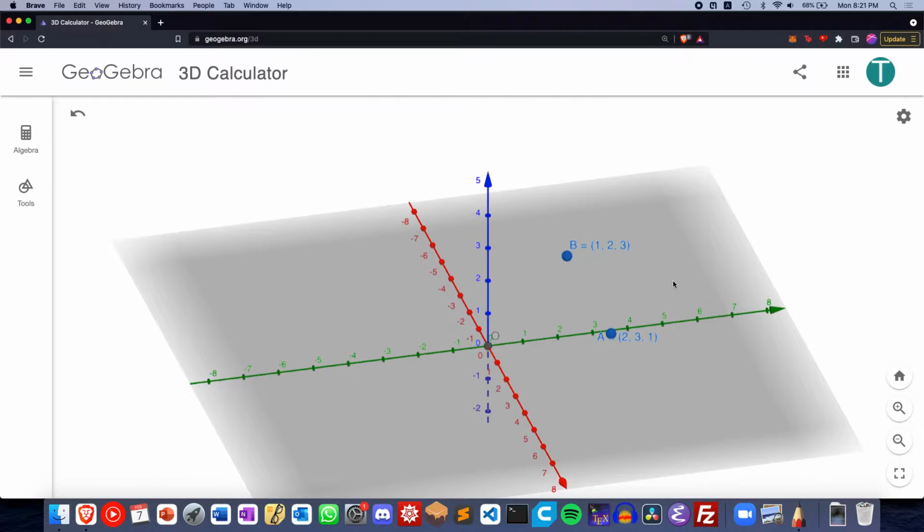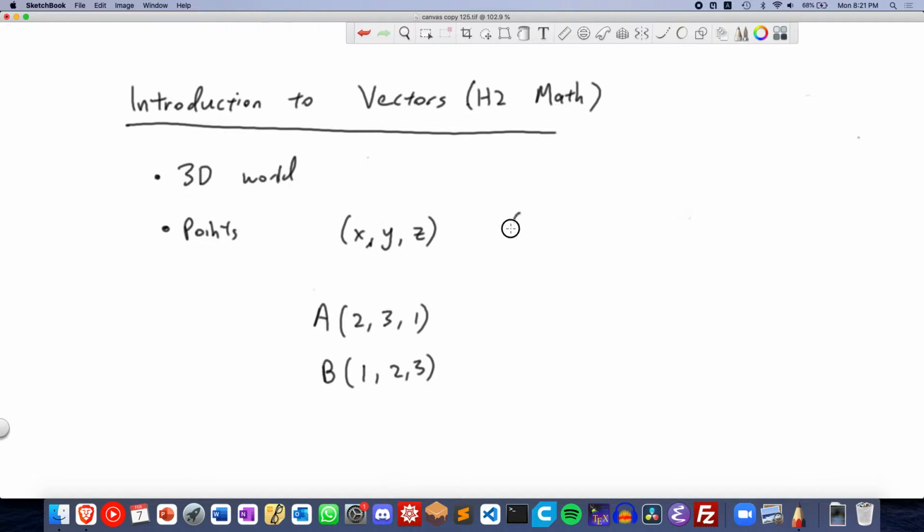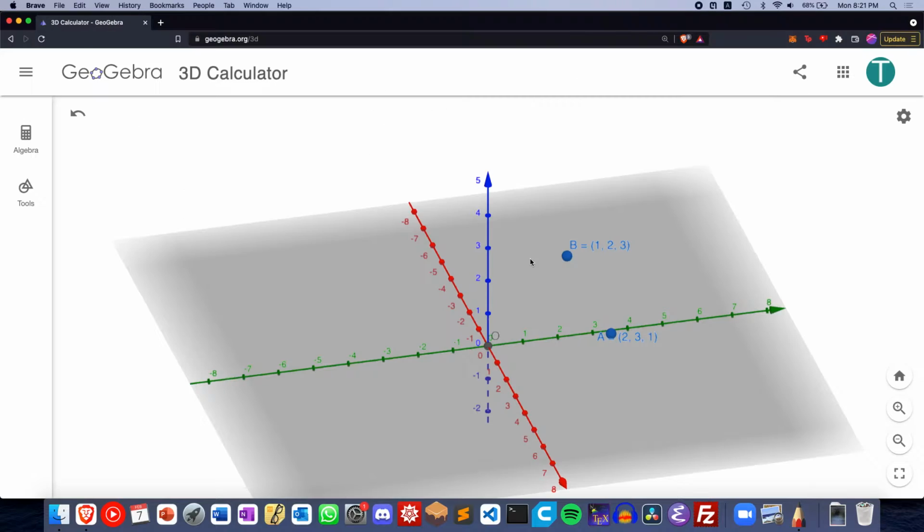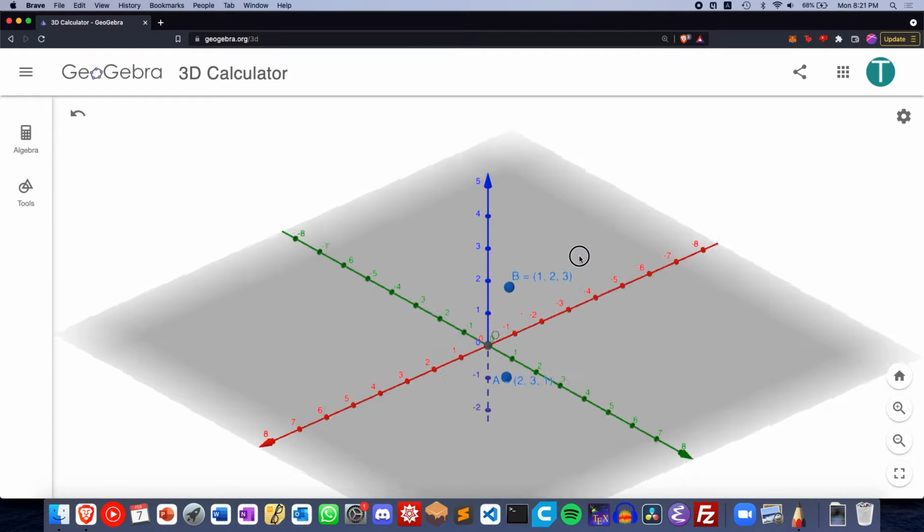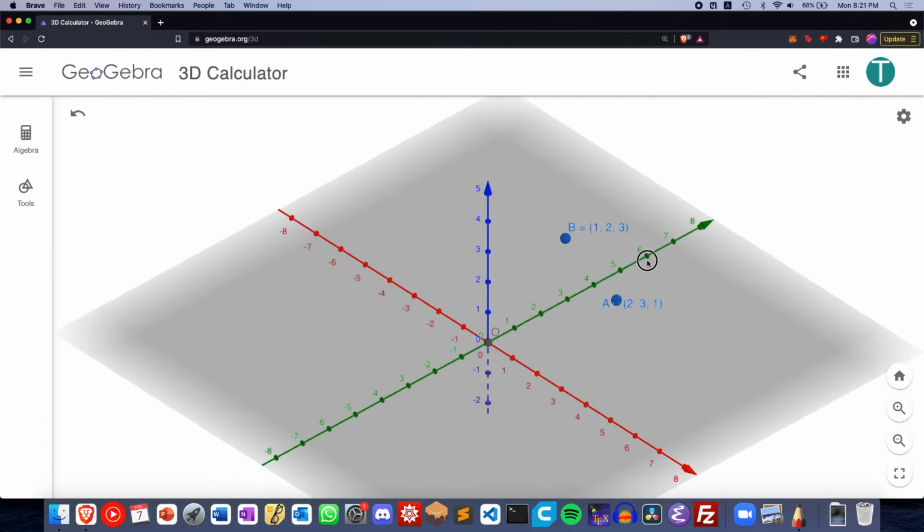Sometimes you might also see it in another form, which is the column form, and just note that they are pretty much identical. If you put it in a column, then you're putting x, y, and z in a vertical format. So that's all there is to talk about points.